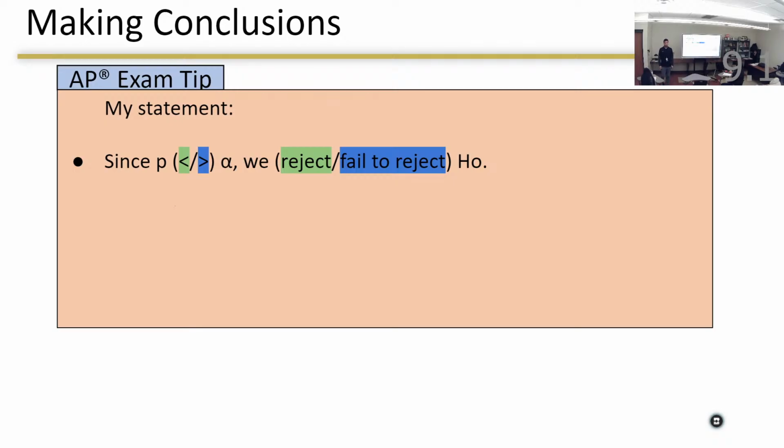You can just say, I'm going to reject Ho. If you want to put it in context, you can. You don't have to. And then I'm going to say, we have enough evidence or we don't have enough evidence. If we rejected, we have enough evidence. If we don't reject, we don't have enough evidence. If we fail to reject, we don't. If we reject it, we do.